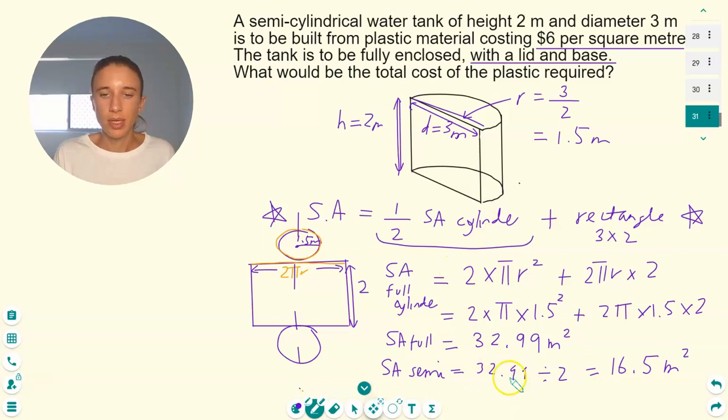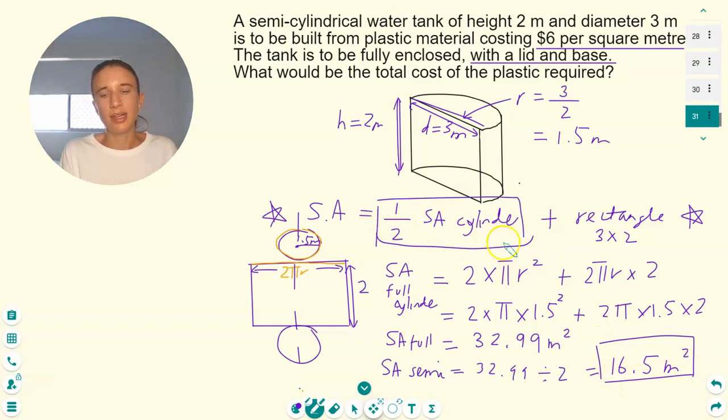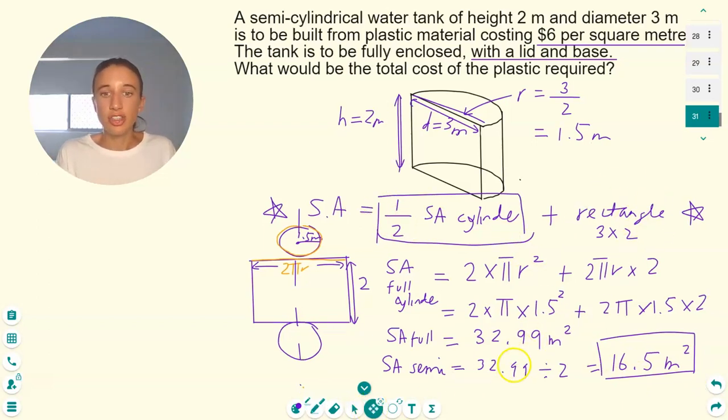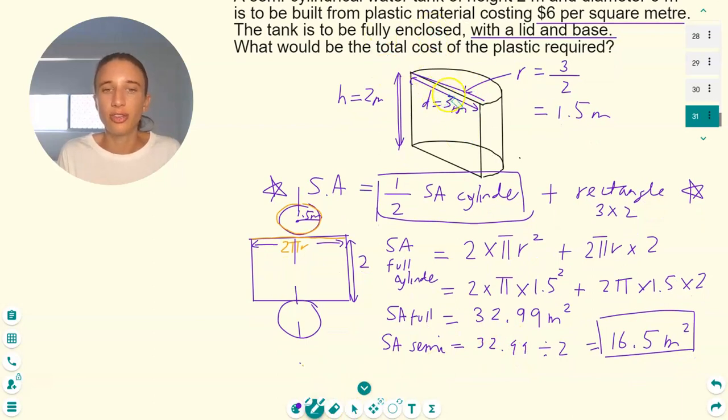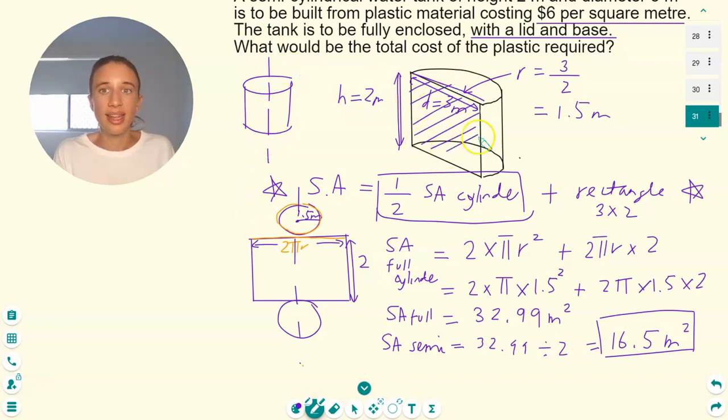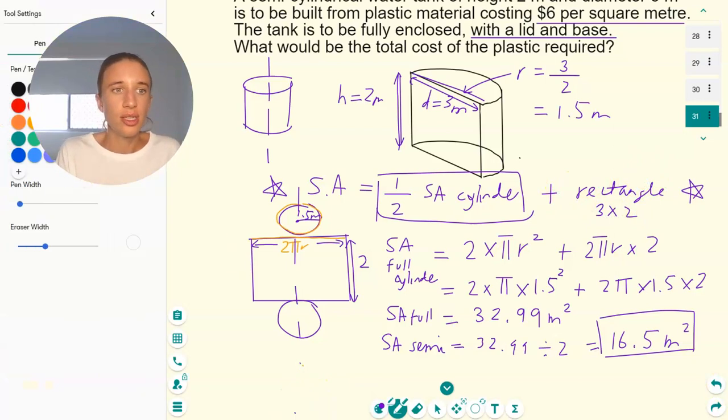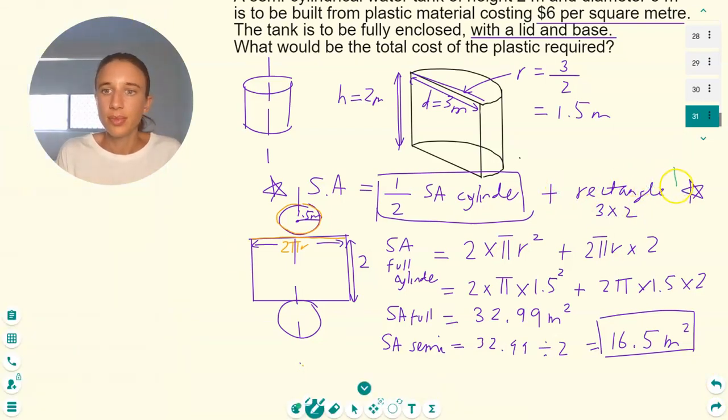16.5 meters squared. I will need that, so I'm going to put a box around it. So we have covered half of a cylinder. We looked like that and we cut it in half. But see where I've sliced it in half? That bit hasn't been included. Remember, we needed to include that area because the cylinder is fully enclosed. So we need to include that bit, and let's do this in green. We need to add on that.